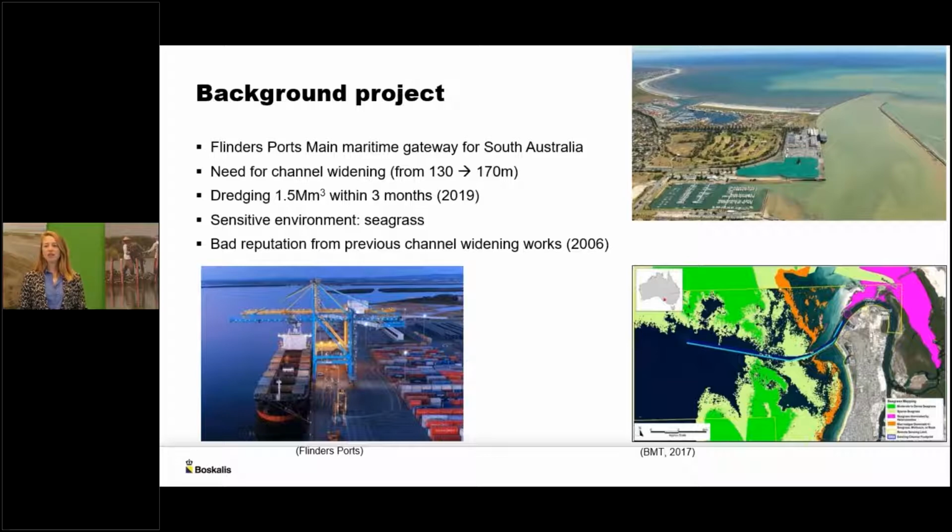And at this project, we had to deal with a sensitive environment with large seagrass meadows located next to the channel. And in addition to this, there was, in the memory of everyone located in Adelaide and South Australia, the memory of previous dredging projects, which didn't go as well, or at least people thought there was quite an impact to the environment. But at that time, there was not that much monitoring during the project, so we could not assess the impacts. So this time we wanted to do it differently.